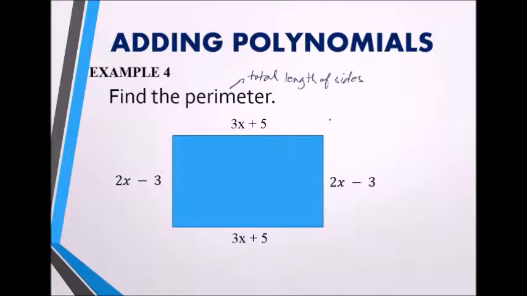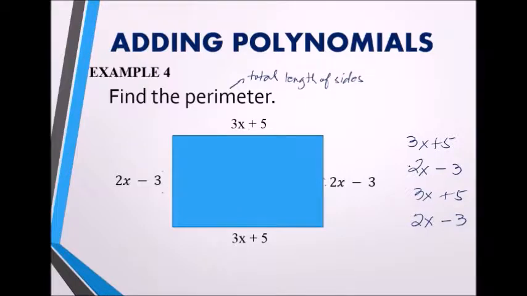Okay? So, let us use vertical addition. Pwede rin naman horizontal. It's up to you po. Okay? So, let's add. We have 3x plus 5 plus 2x minus 3 plus 3x plus 5 plus 2x minus 3. So, since our given is a rectangle, mapapansin nyo, magkasing haba po yung kanilang sides. Yung opposite sides na po.